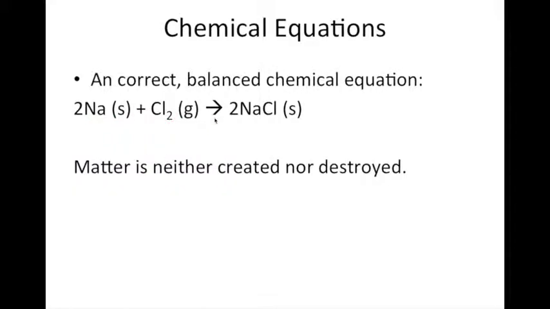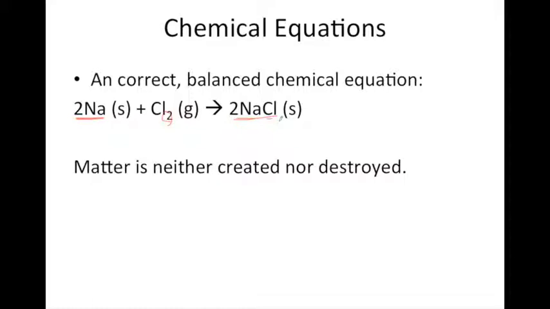So here, this would represent a correct chemical equation because matter is neither created nor destroyed. You can see that we have 2 sodium atoms that we start with and 2 chlorine atoms bonded together. Over here on the product side, we have 2 NaCl. So remember, the 2 applies to both atoms in the compound. So we have 2 sodium atoms and 2 chlorine atoms. They're bonded together differently, but again, that just shows that it underwent a chemical change. So this would represent a correct balanced chemical equation.